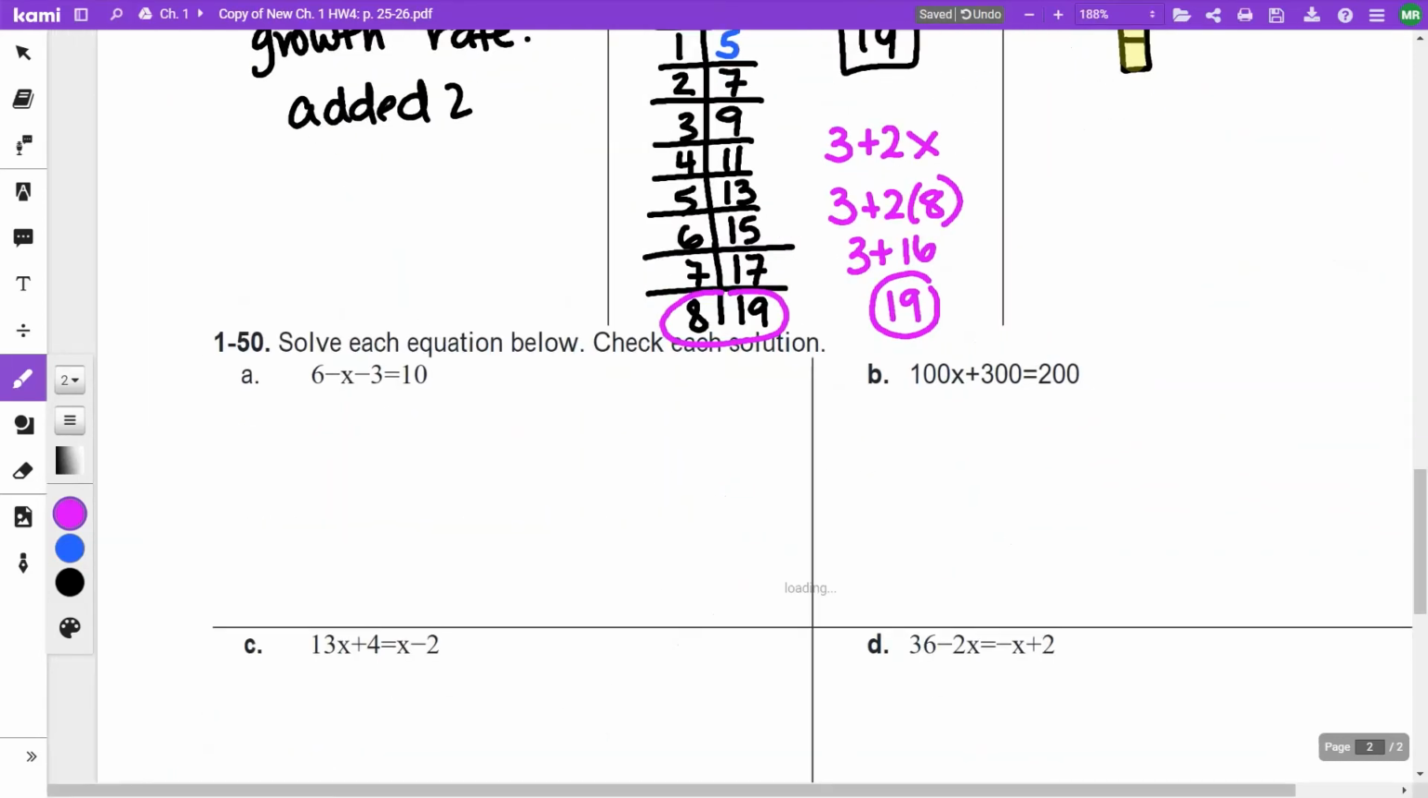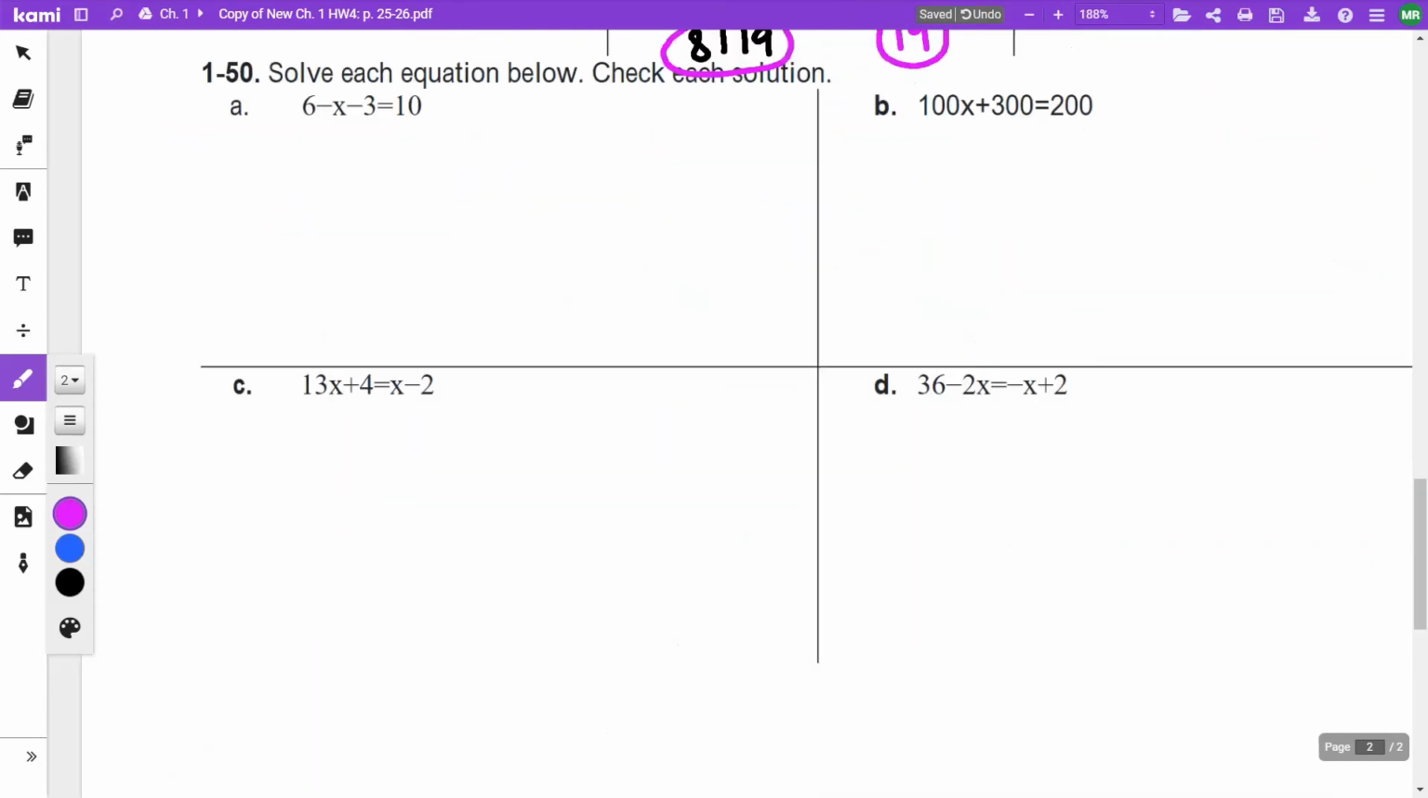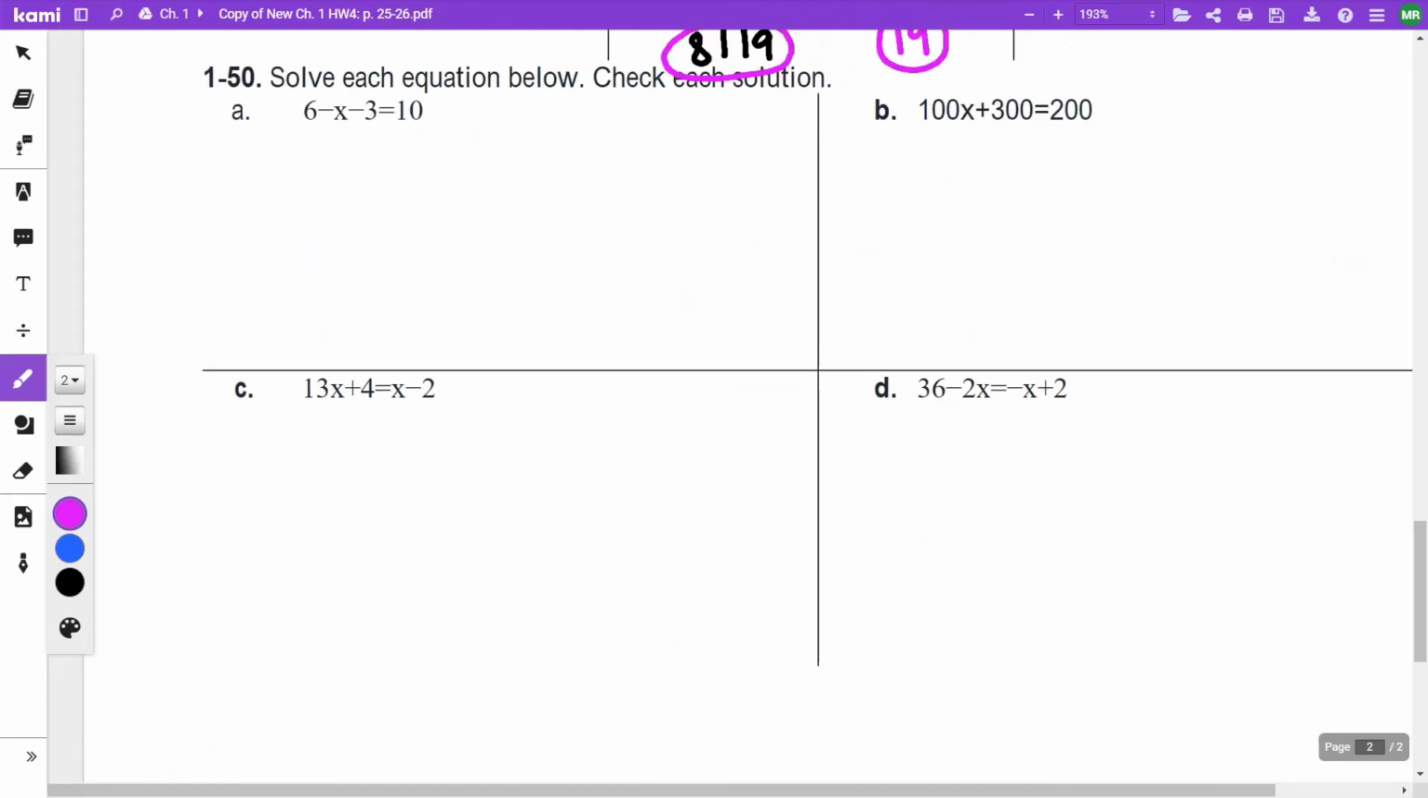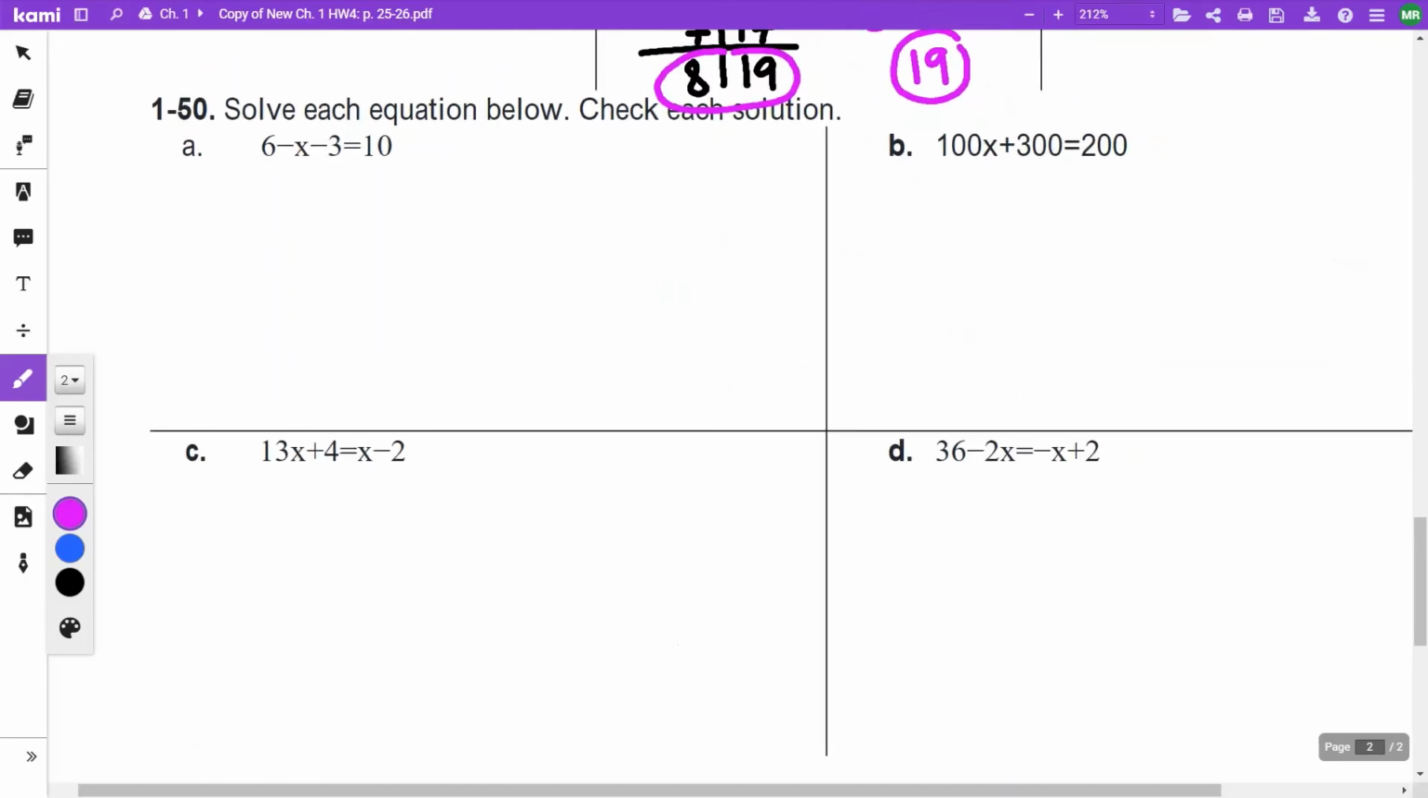On 50, solving equations, okay? So when I'm solving equations on the first problem, I've got like terms here, so I'm going to combine like terms. So I'm going to get 3 minus x is equal to 10. I am then going to minus 3 from both sides. Now you got to be careful. You have to bring down this negative x. Okay, and then on this side I get a 7.